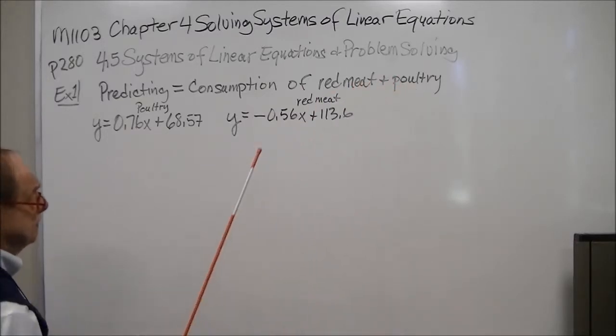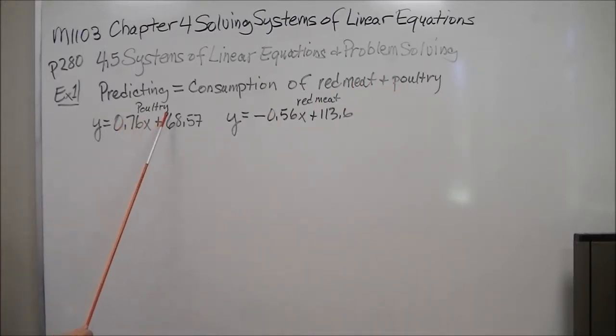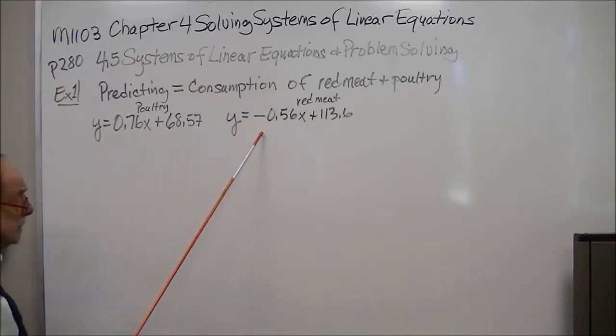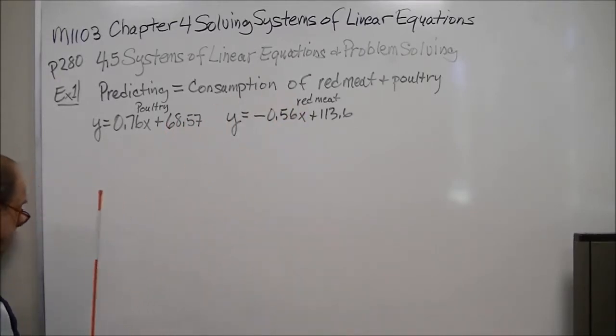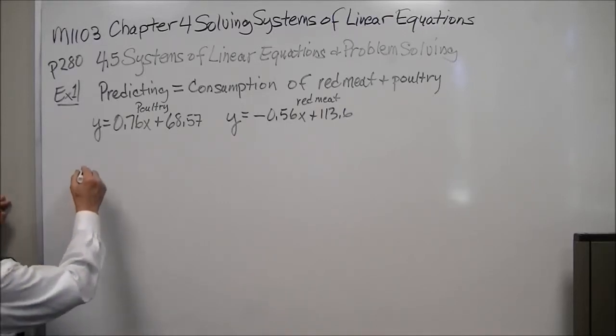and poultry. Now, this is the equation they've come up through analysis and probably doing point slope form from Chapter 3. They came up with this equation for the use of poultry in the American population. And they came up with this equation, and again it's in slope-intercept form, for red meat. Now again, what we're doing here is trying to give you a strategy for doing these things.